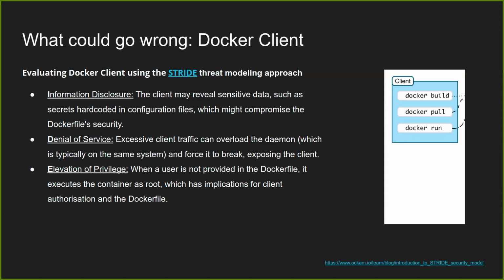And the last E is for elevation of privileges. So in most cases, I've seen this. We also unfortunately practice this, where we run our Dockerfiles as root, our containers as root. This obviously hinders security. So you'll find that a user is not provided in the Dockerfile and the container is executed as root. Obviously, this then has implications for the client authorization and the Dockerfile.